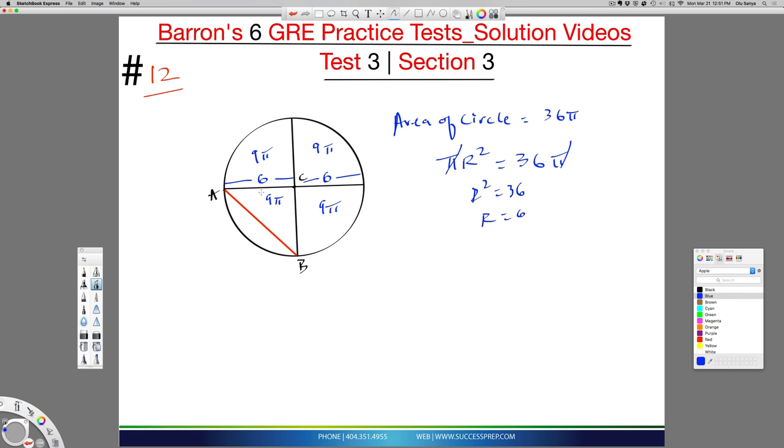Now, if you think about it, if this is 6, because this is the radius from the center of the circle, this is also 6 from top to bottom. So essentially, what we now have is a triangle situation where we have a triangle that looks kind of like this. Okay. So this is 6, this is 6, and this is a right triangle.